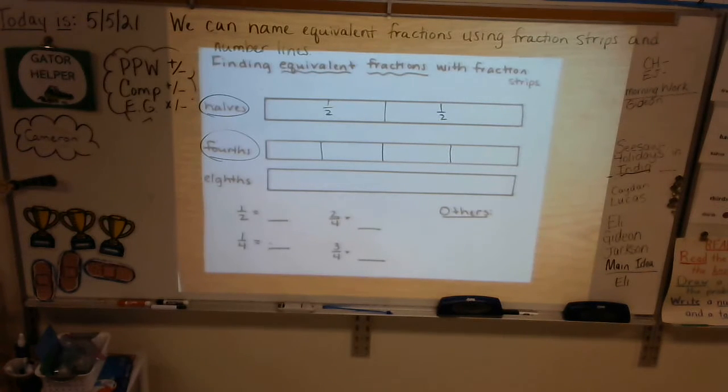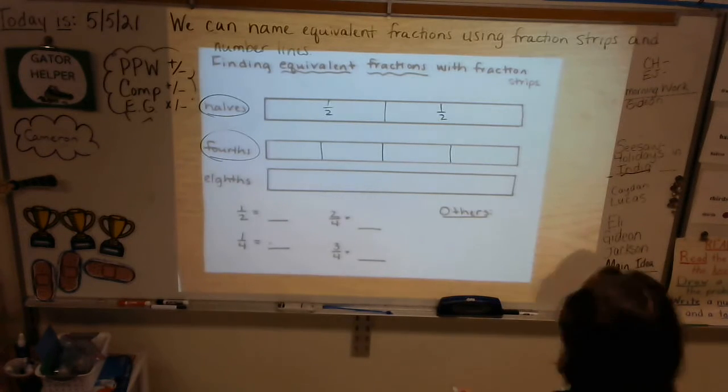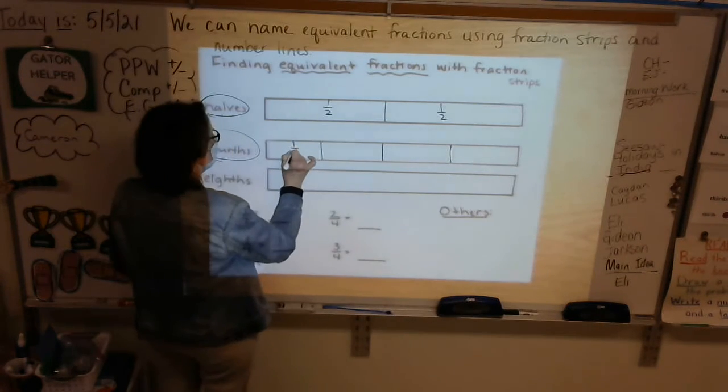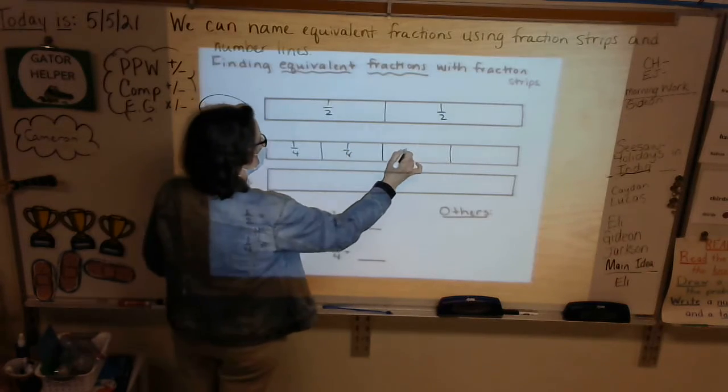All right, so we have our fourths. Friends at home, that's what you would do as well. Make sure you're doing it in the same manner that we are. Use the fraction strip above to help you.